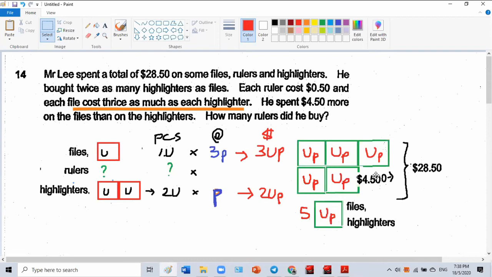Do you understand why I've now put 450 in one of the boxes here? Because the file spent 450 more: one more unit times the price. Understand what I'm trying to do? Miss Rachel, can you understand? So what is 5 of the 450?